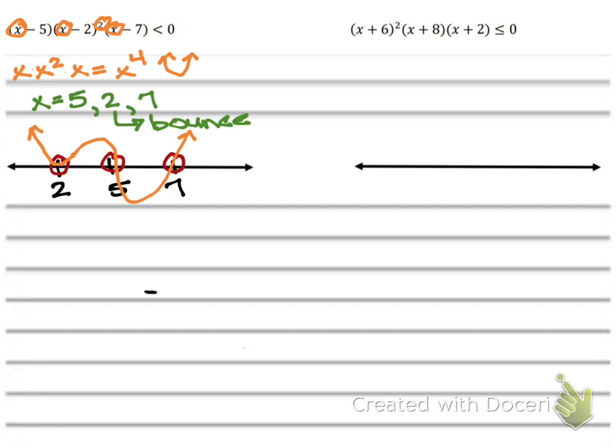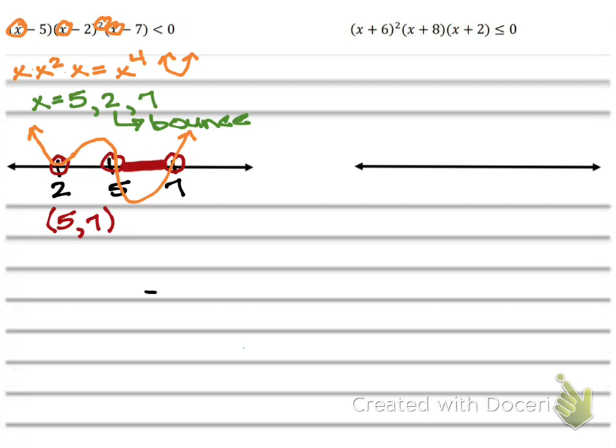And we want less than, so we want to know when it's negative, right? And it's only negative right there in that little spot, which is from 5 to 7 with parentheses. It just bounces on the 2, like it's on a trampoline. It just jumps on the 2 and hops right back up.